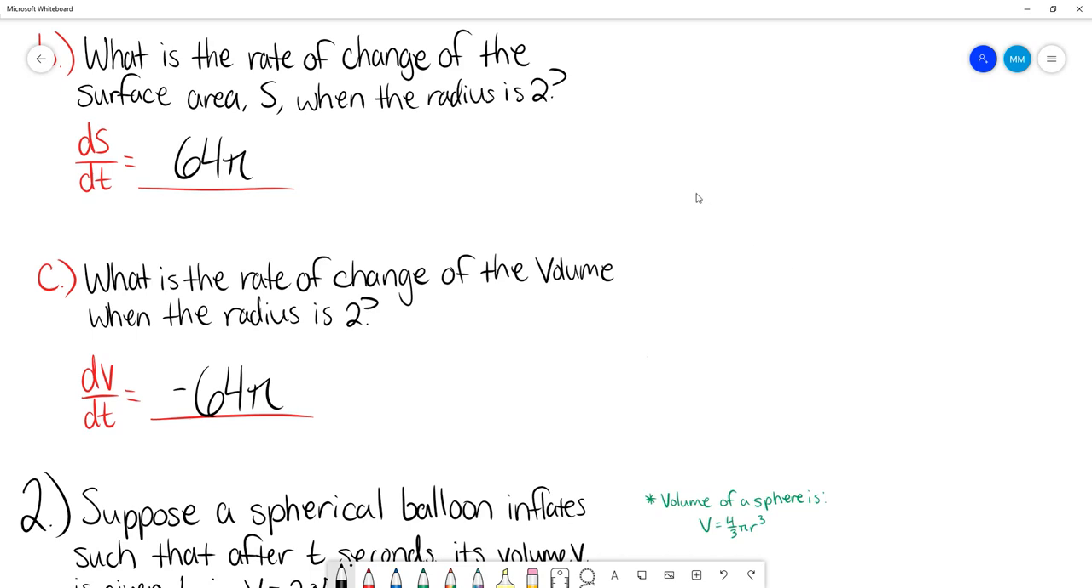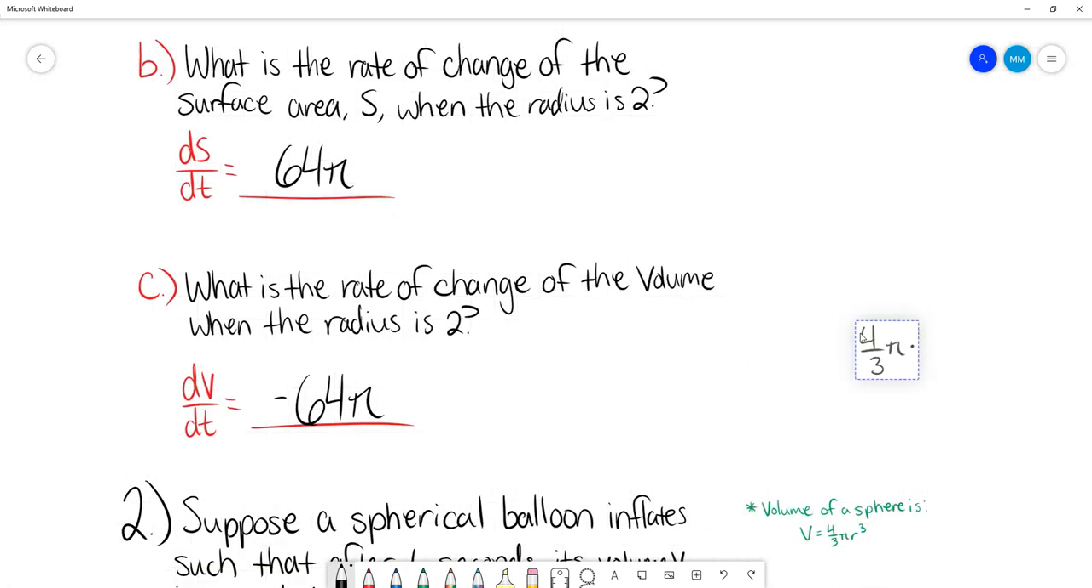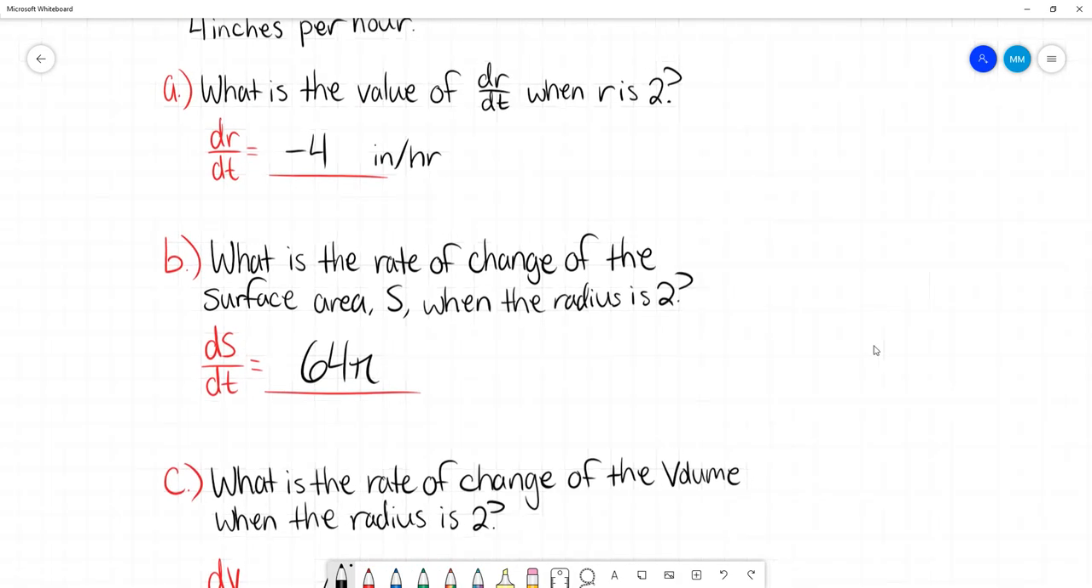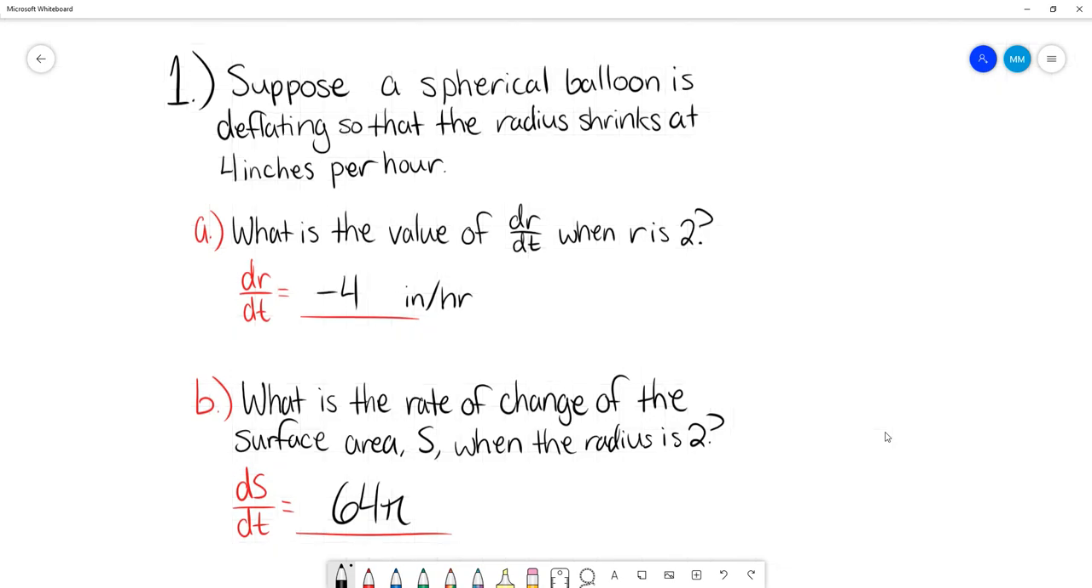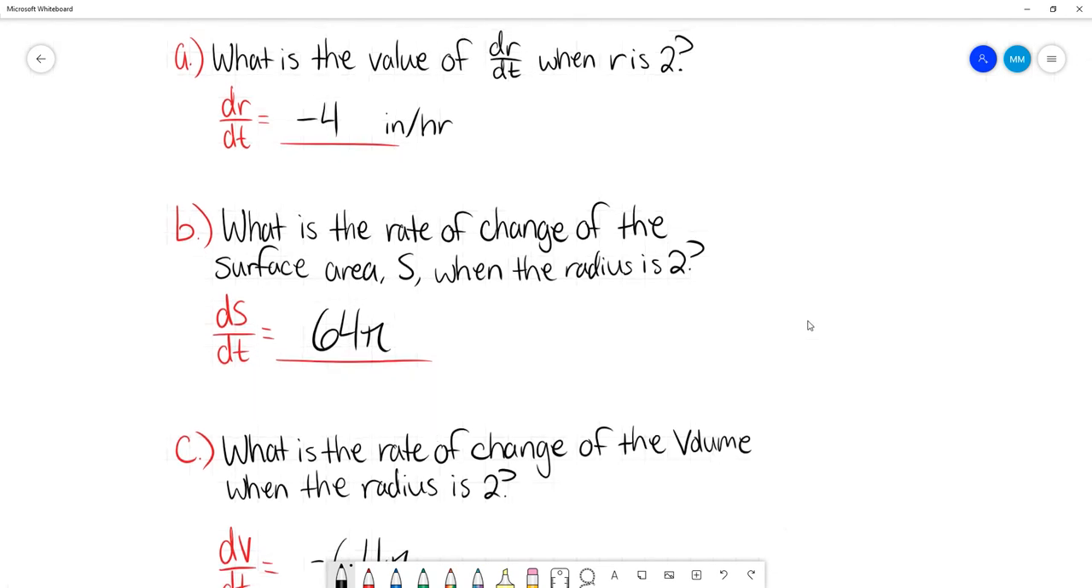But yeah, that's all that that problem's looking for. I know that our implicit derivatives can be confusing at times. But yeah, if we're taking the derivative of something and we have a variable that is not in terms of the derivative we're taking it in.